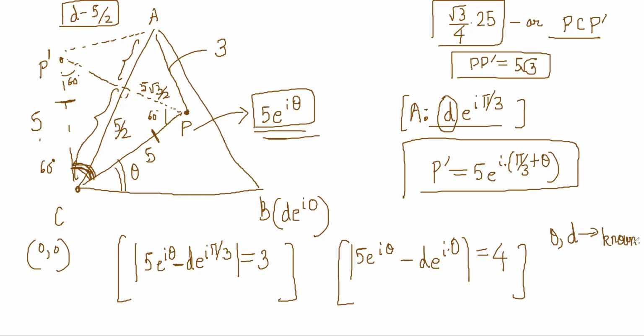Correct? Yeah, you can find it again. Find theta and d from here and then use the triangle formula. Now everything is known. So for finding d and theta, you have to write it as cos theta plus i sin theta.